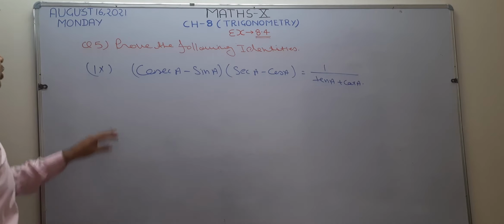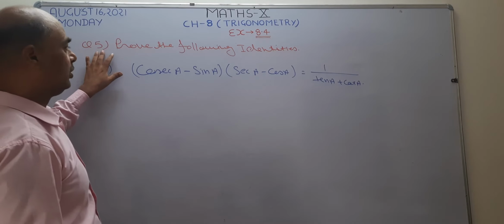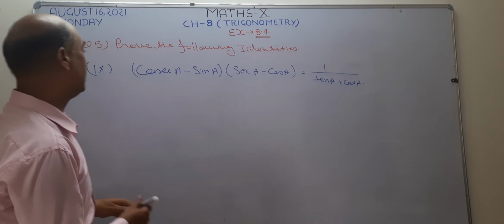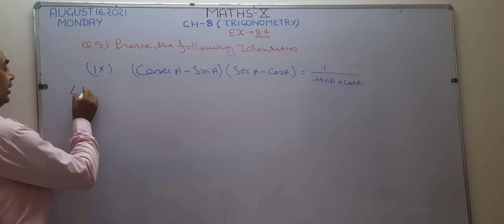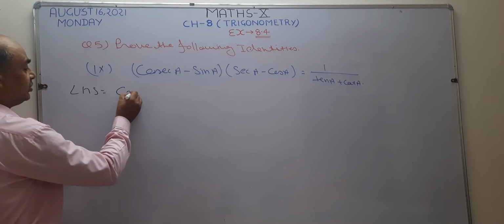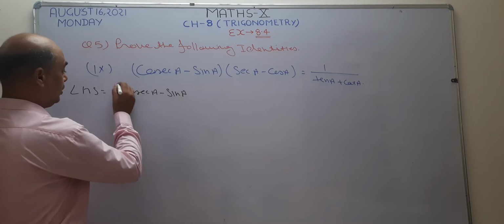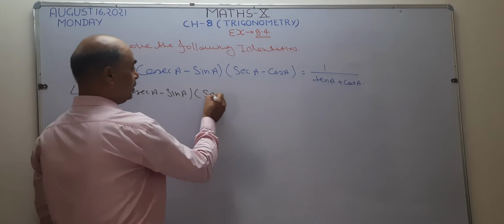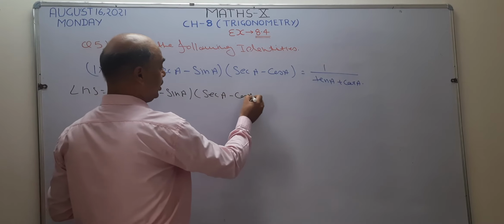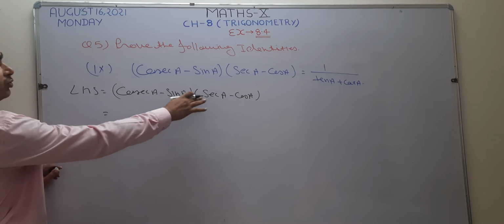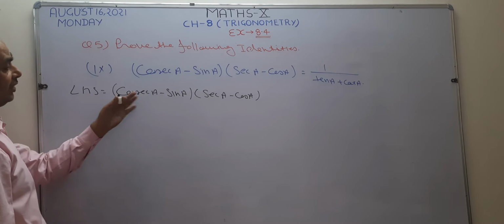Now we are going to solve the ninth part of question number 5. Okay, now we are going to make these two parts equal. I am going to start with the left hand side. I write here left hand side. In the left hand side, what is given? (cosec A minus sin A) into (sec A minus cos A). Okay, this is given. Now, square is not there, so I am not going to use an identity. After that, what is the next step?